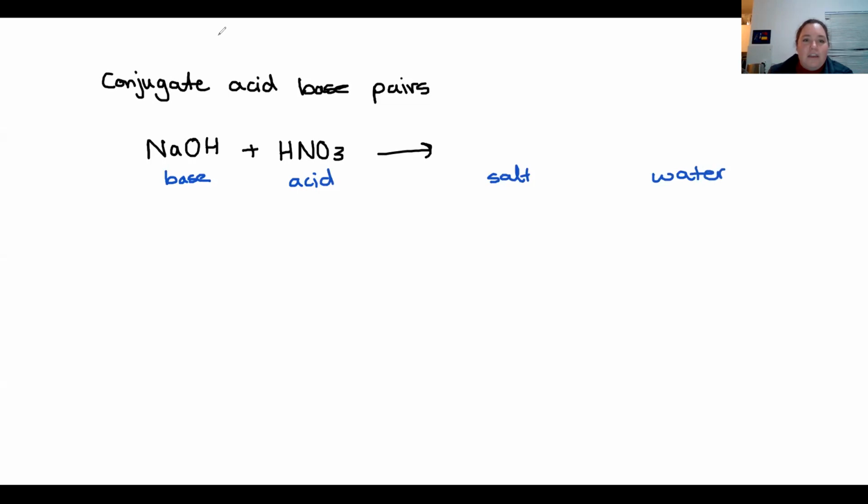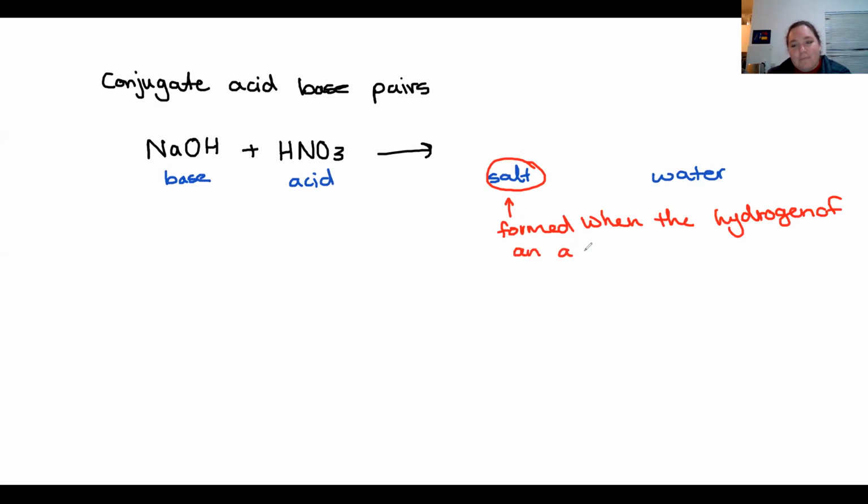Now, the definition of what a salt is actually gets really tricky, and it usually isn't taught to you. The best version that I've had of a definition of a salt says that it is formed when the hydrogen of an acid is replaced with a metal.